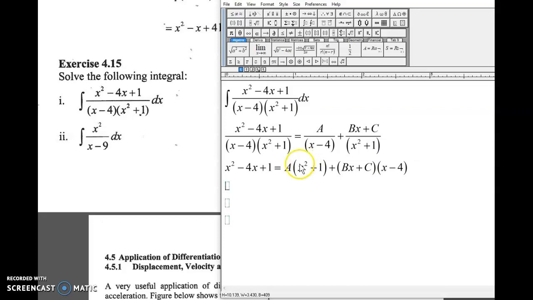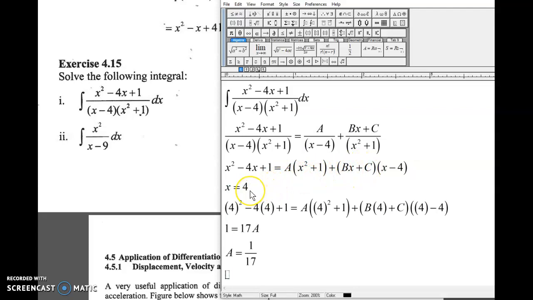Alright, so we have three unknown values. Let's see what value of x can be substituted so that we will be able to eliminate 2 out of the 3 unknown values. So you can see for this one, if we substitute 4, 4 minus 4 equals 0. 0 times this will make B and C 0. So we're able to figure out A. So let's do that. By substituting x equal to 4, we get A equal to 1 over 17.